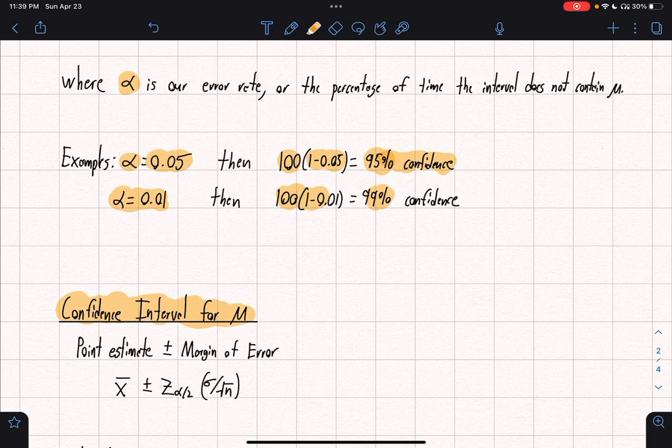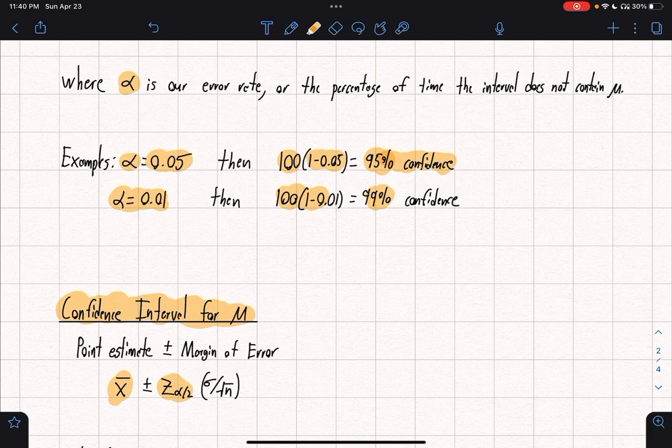So in other words, our point estimate for mu, we've done this multiple times before. Our point estimate for mu is x bar, and we're going to add and subtract this margin of error. So notice that we've got a couple components here. So z alpha, so alpha will be determined before we start a problem. It'll be the proportion of time we're willing to be incorrect. And we're going to look up the corresponding z value.